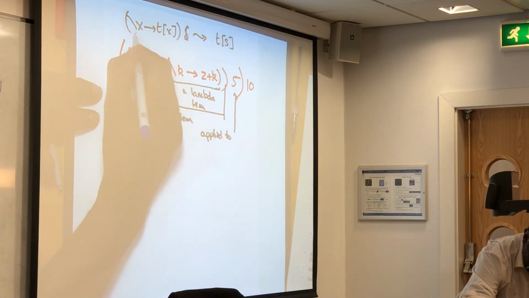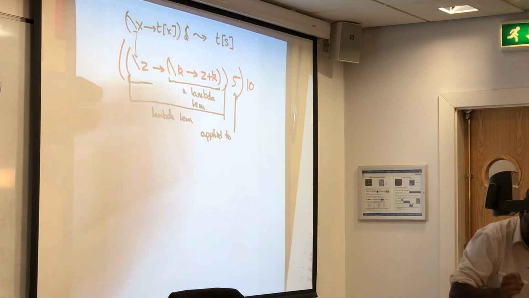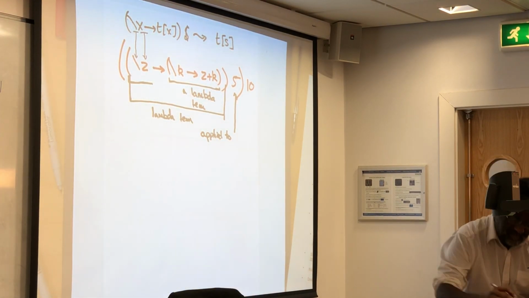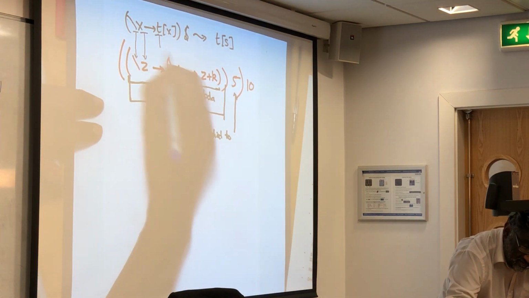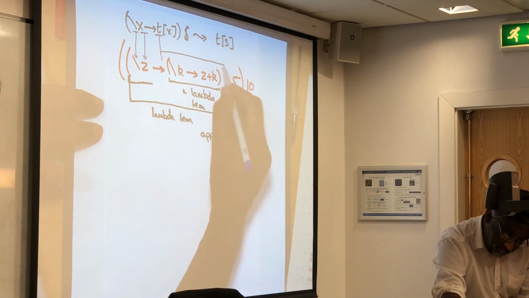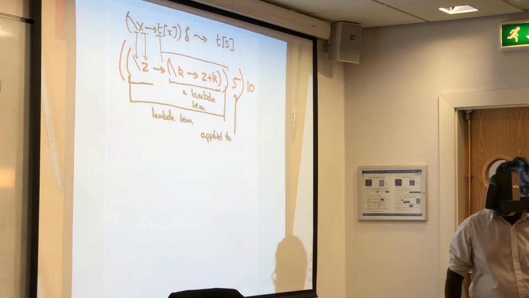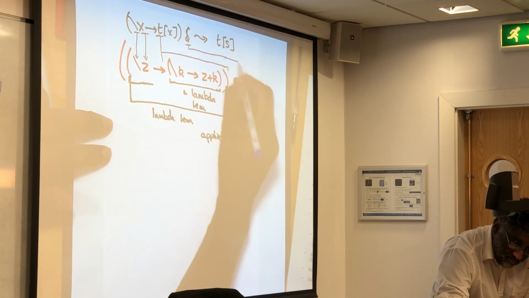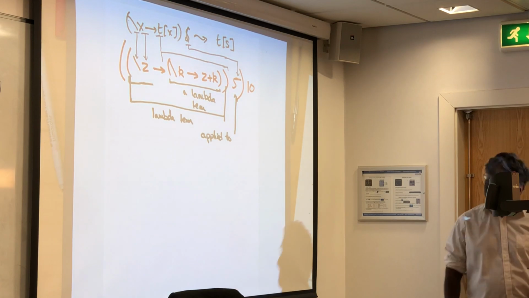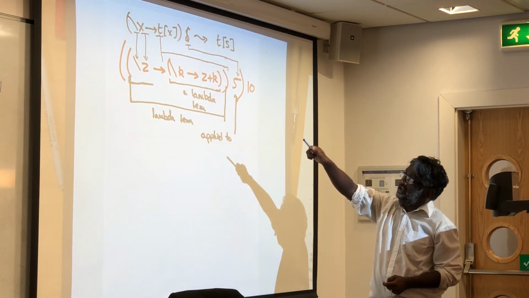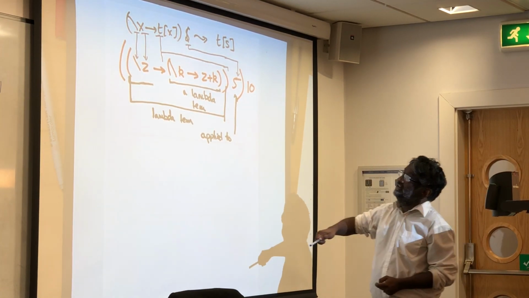So we just match off the bits. There's the lambdas, there's the bound variable, there's the t, and there's the 5. Okay? So what we should do is replace t, so take t and replace x with s.